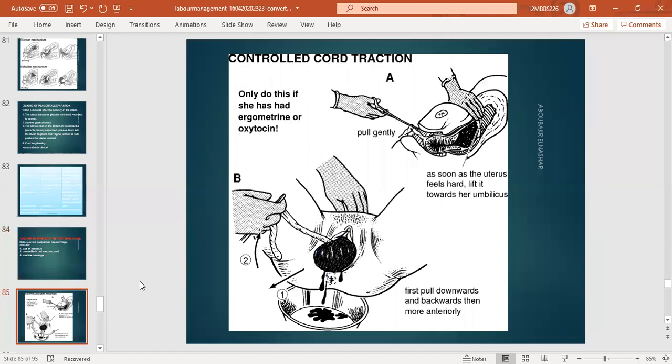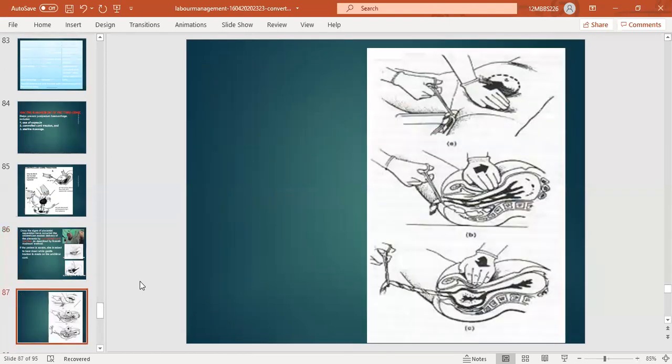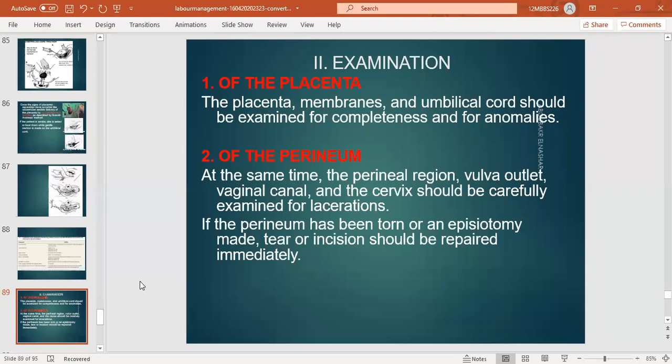Your hand should be on the uterus, the other hand in the, so you can deliver this. This is a method of the thing. Then after the delivery of the placenta, you have to examine the placenta. You put the placenta on your hand, with the maternal side of the placenta on the hand, and look for the cotyledons, whether the cotyledons are all complete or not.